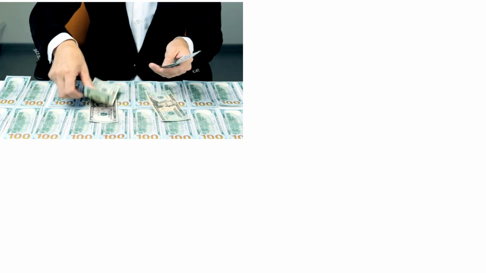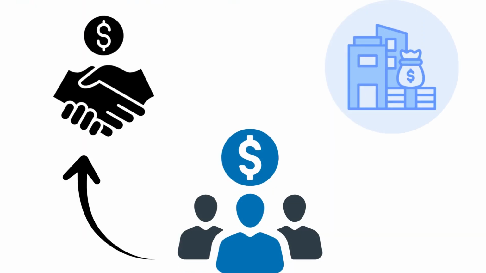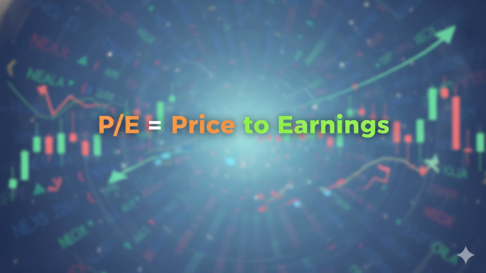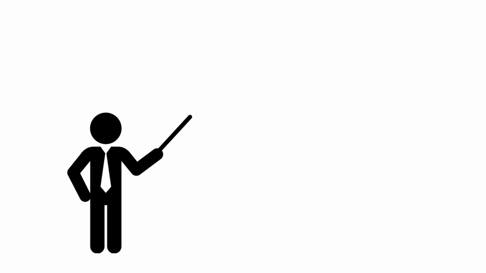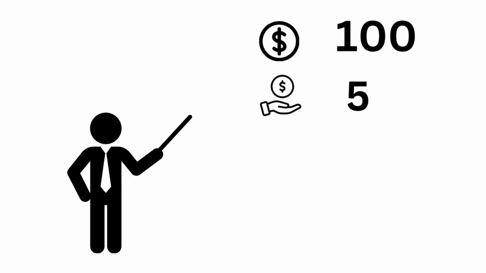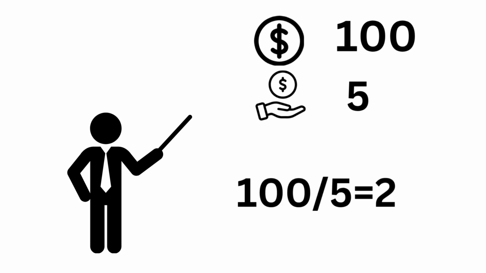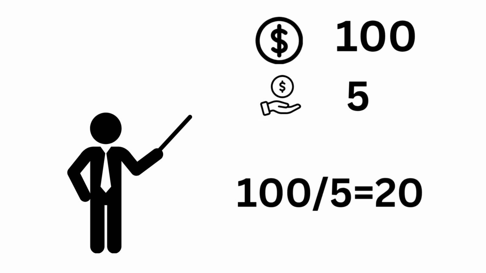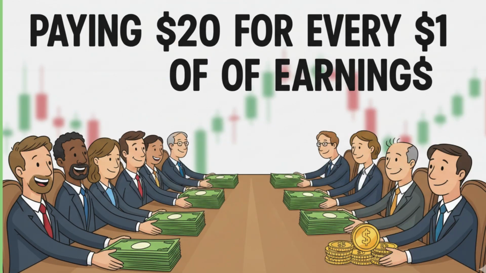PE stands for price to earnings. It shows how much investors are willing to pay for every $1 a company earns. To find it, take the current stock price and divide it by the earnings per share, also called EPS. For example, if a company's stock price is $100 and it earns $5 per share, you divide 100 by 5, and that gives you a PE ratio of 20. That means investors are paying $20 for every dollar of profit the company makes.